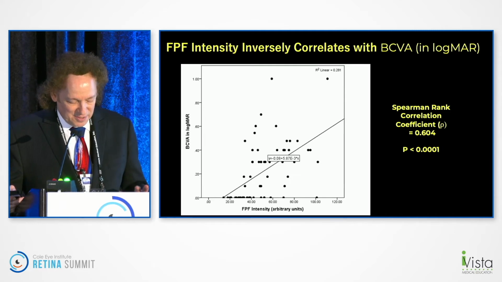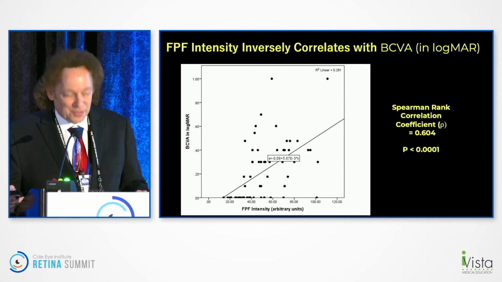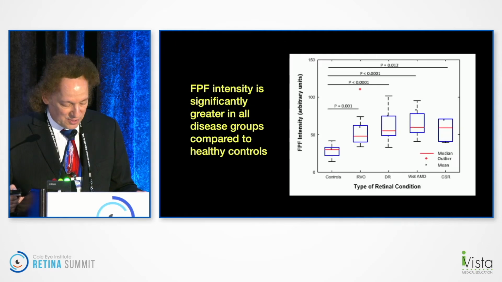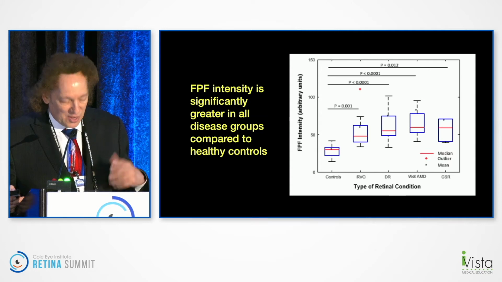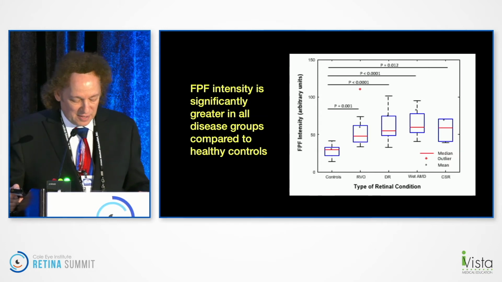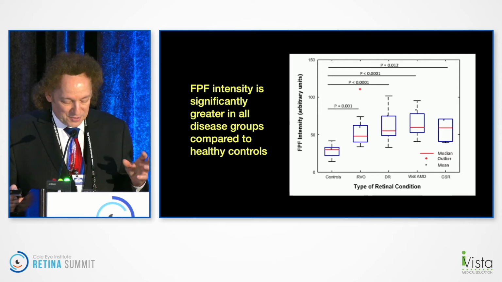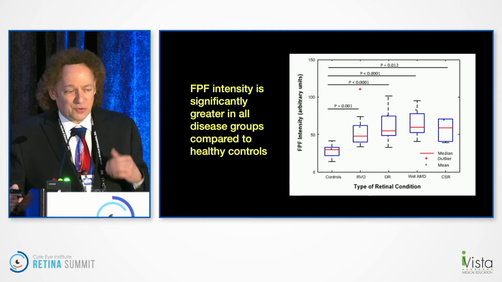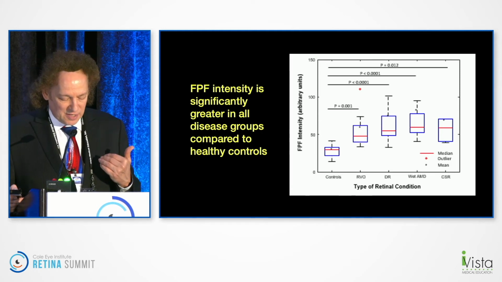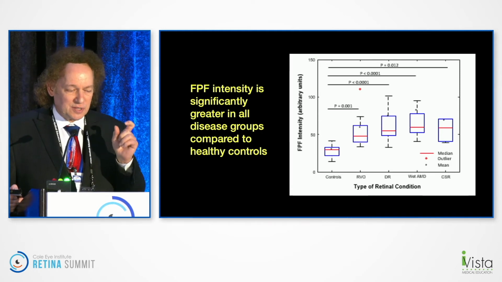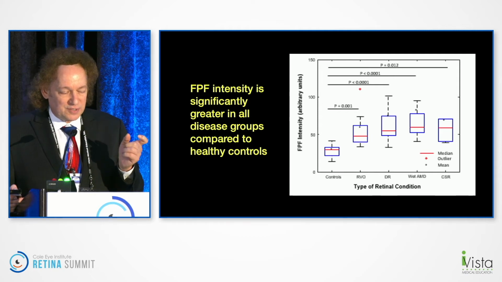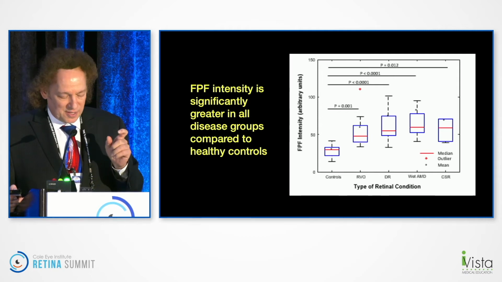The intensity seems to correlate inversely with best corrected visual acuity, and basically patients who have various forms of retinal disorders or optic nerve disorders are significantly higher than controls. But they're still in the process of trying to develop normative databases. So actually measuring pre and post treatment seems to be a better application for this.